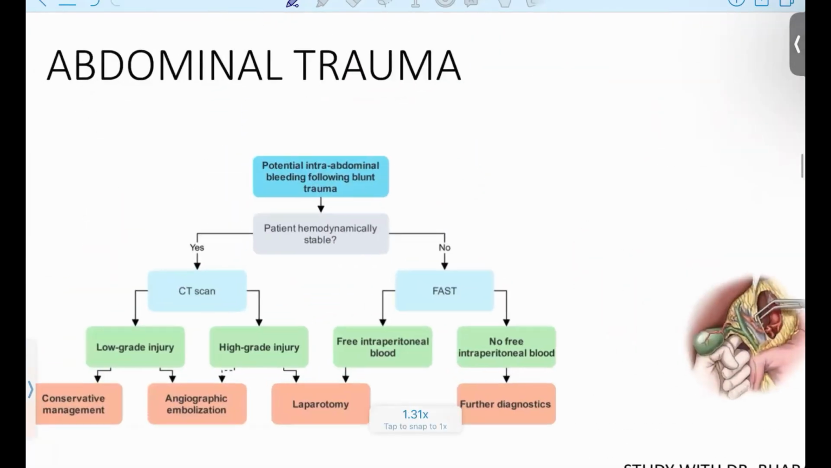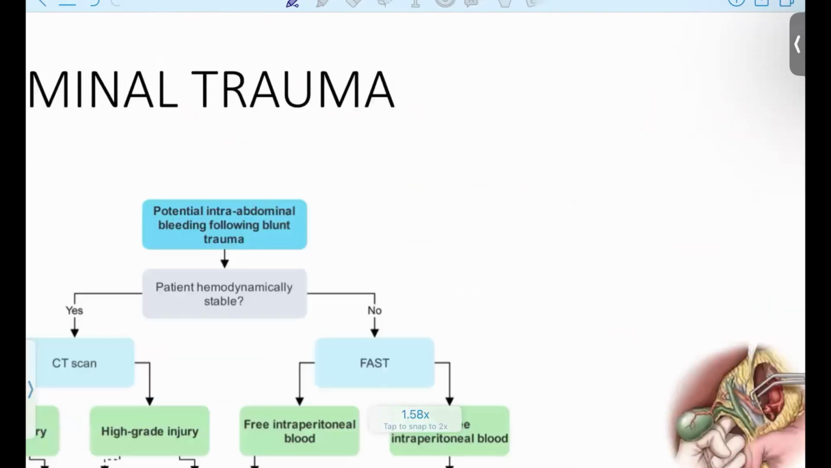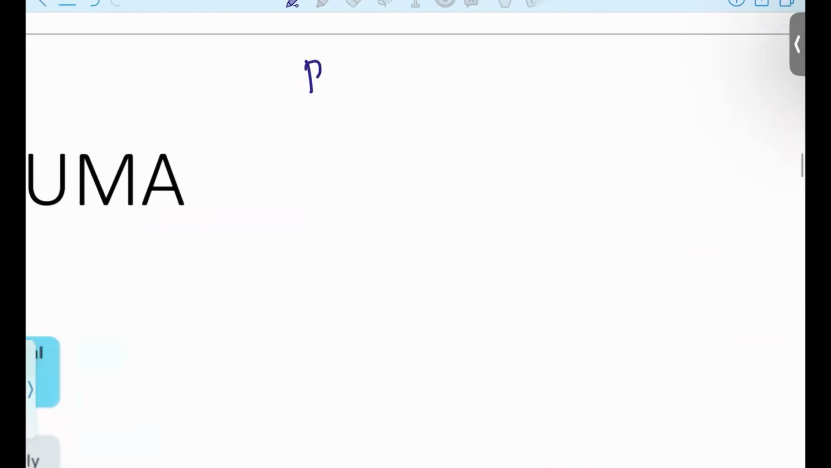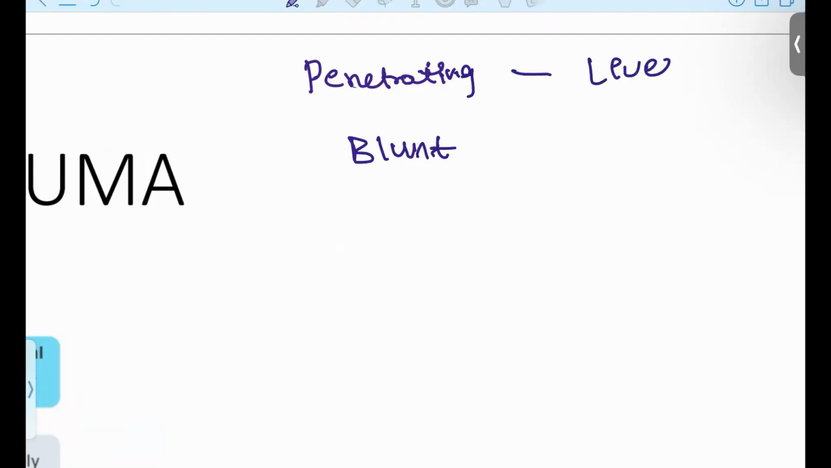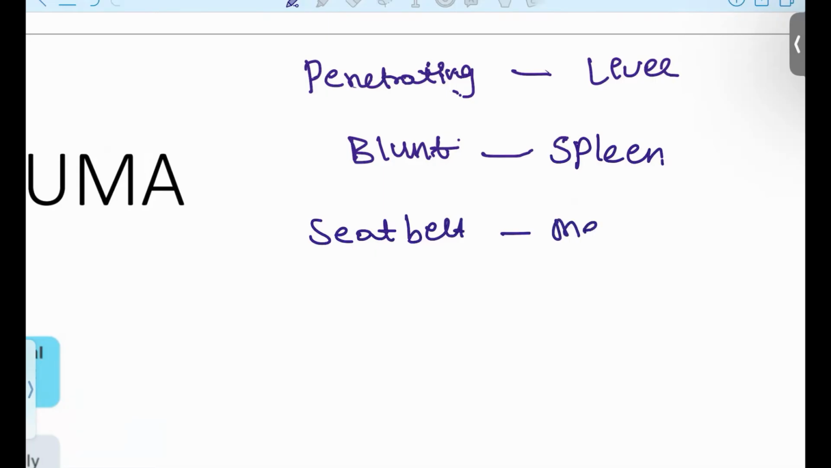Next one, coming to abdominal trauma. When I say abdominal trauma, it is of two types, right? Penetrating, or it can be due to blunt trauma. In penetrating trauma, the most common organ injured will be the liver. And in blunt trauma, the most common will be the spleen. And seat belt injury is also present.